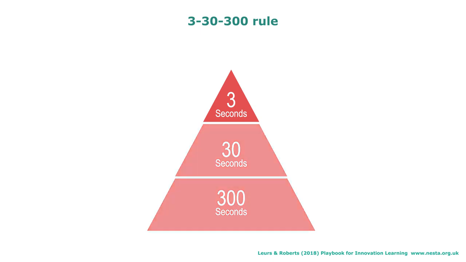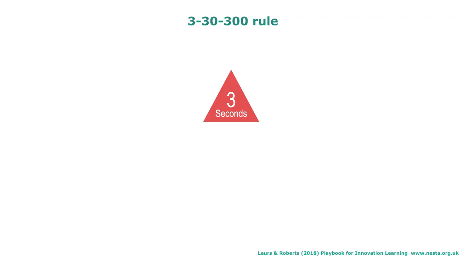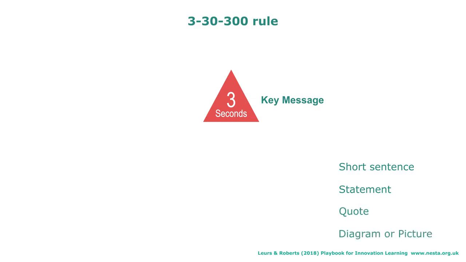So the first tier, the 3-second tier, this is your top-level message or headline. It could be a short sentence, statement, quote, or even a diagram or picture. It is your main message, and less is more at this level.